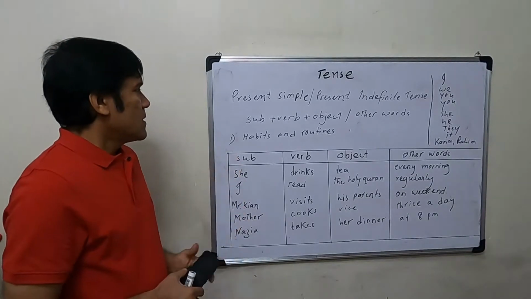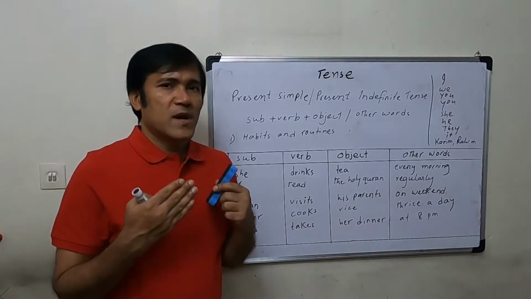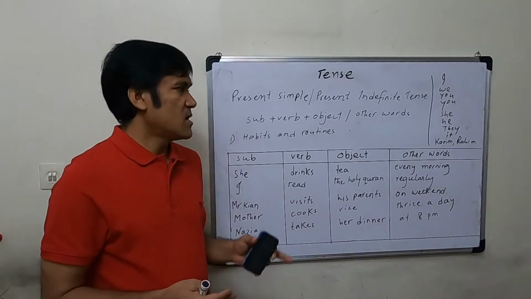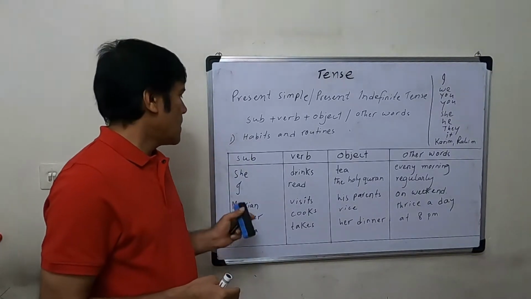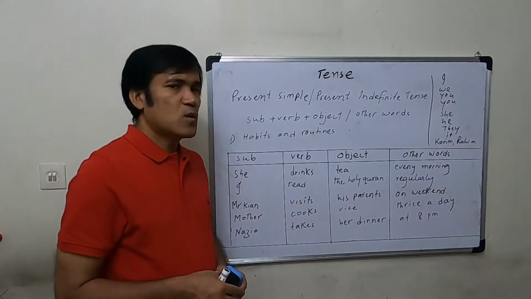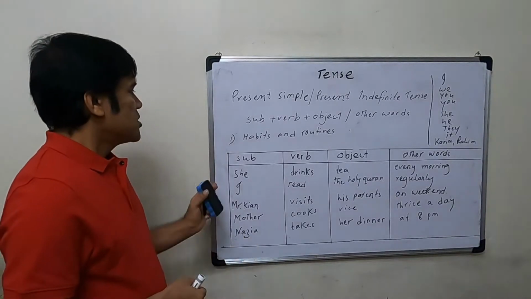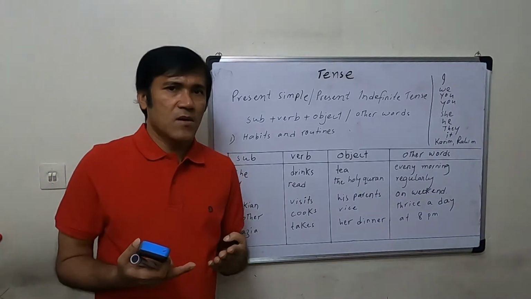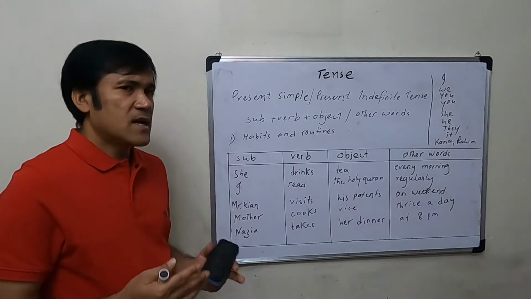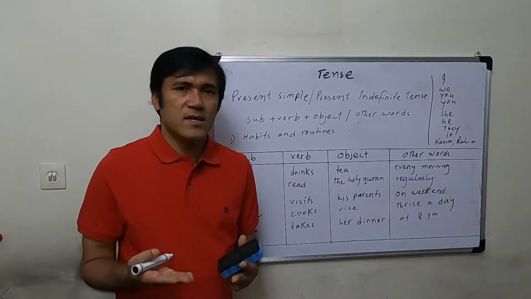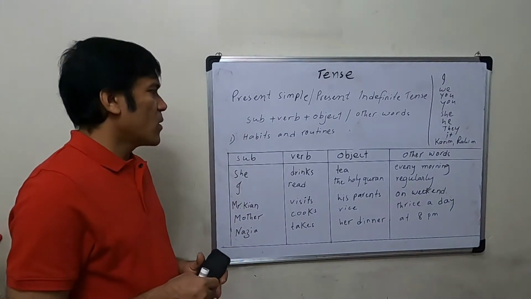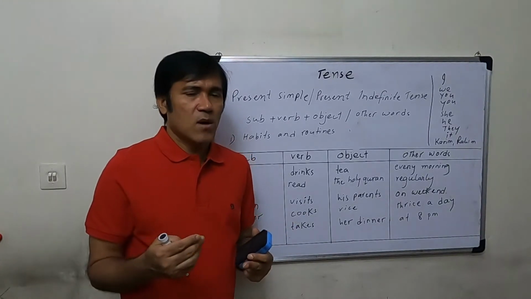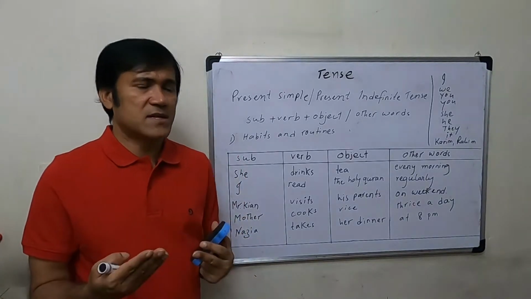Now look into the situations where present simple tense is used. There are 4 situations where present simple tense can be used. First one is habits and routines. I've given some examples here to understand it clearly. She drinks tea every morning. This is her habit, a routine work. I cannot say that she is drinking tea every morning. This is wrong. Then I read the Holy Quran regularly. This is my habit. I read it regularly every day. So this is my routine work or habit.